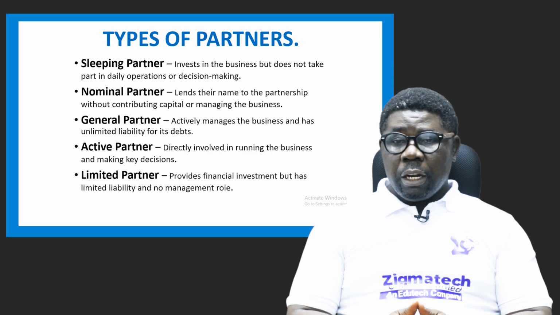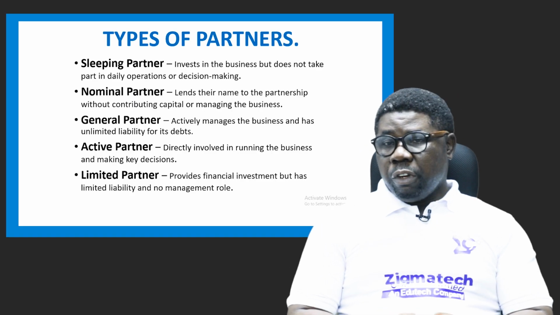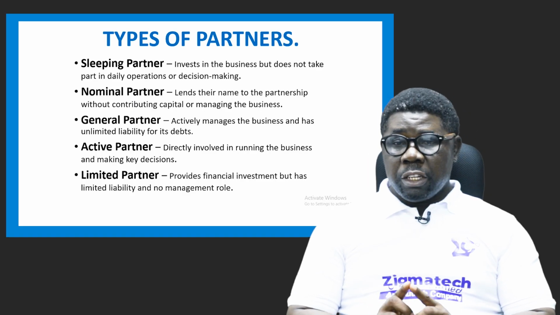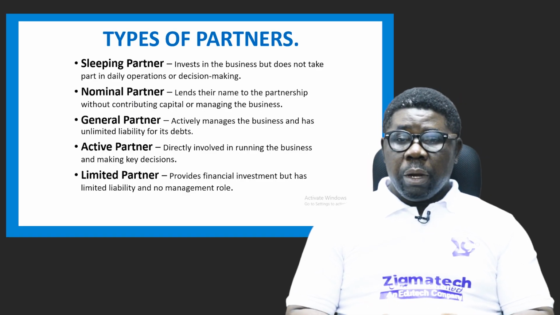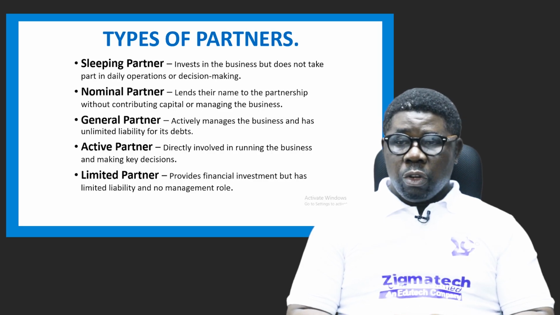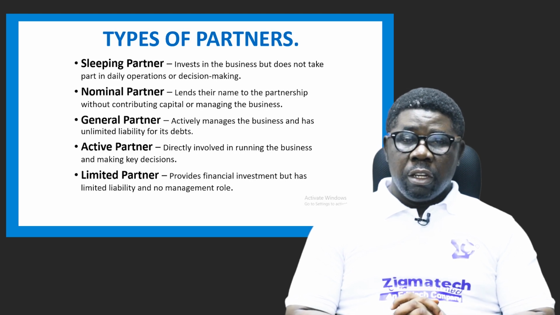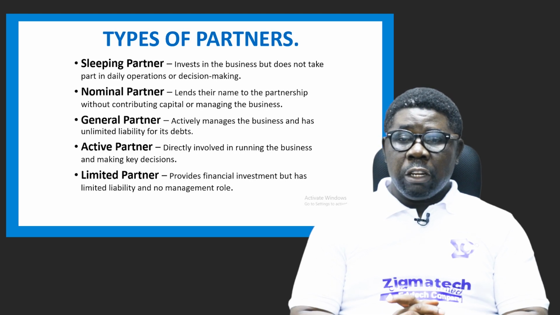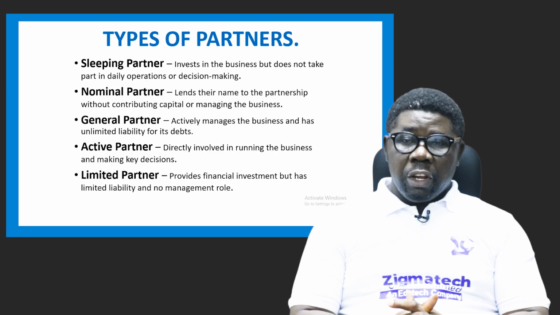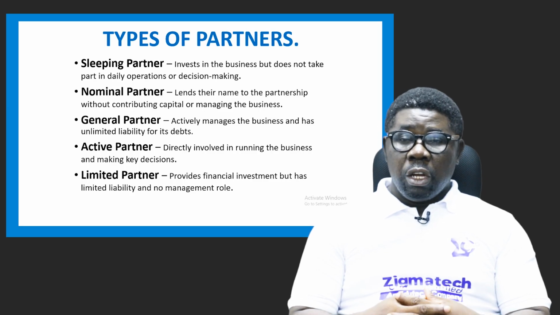Then general partner is another one. A general partner actively manages the business and has unlimited liability for its debt. So in this case, general partners are partners who are actively running the business, and they carry unlimited liability for the business debts on their shoulders. They are the ones that will be called upon whenever the business collapses and is owing debts. They are the ones that will settle the debts, and if they can't be settled, they can use their personal properties to pay for the debts. So that's what they are called, general partners.